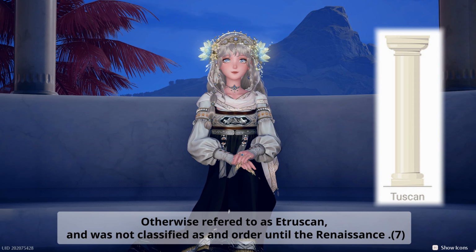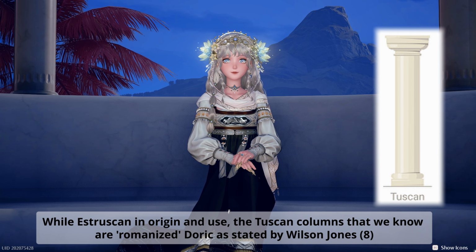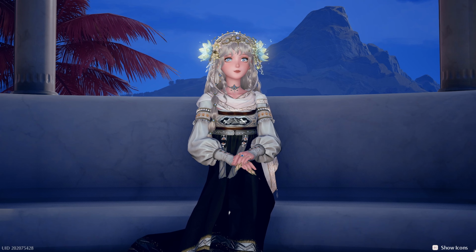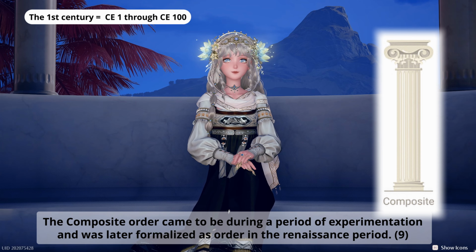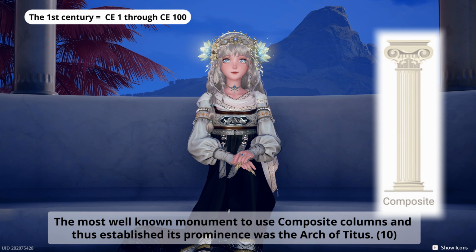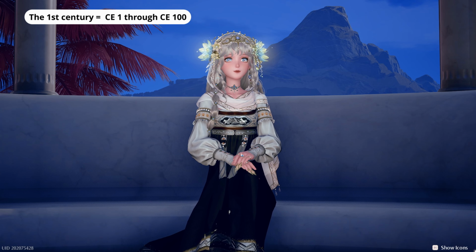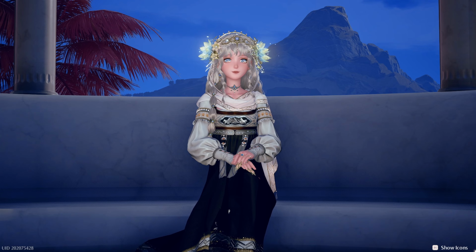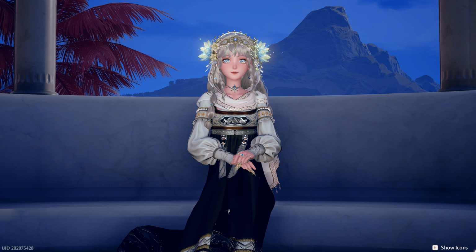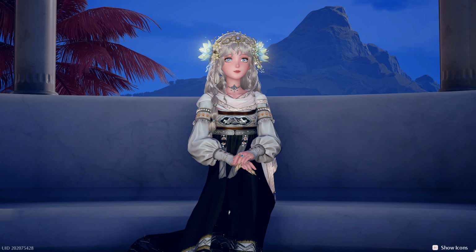Rome expanded the orders with the Tuscan Order, an even simpler version of the Doric, and the Composite, a fusion of Corinthian and Ionic, and both are approximately dated to the 1st century CE. Now that I have given you a very basic overview of Greco-Roman columns, let's go take a look around Miraland and see what we can find.